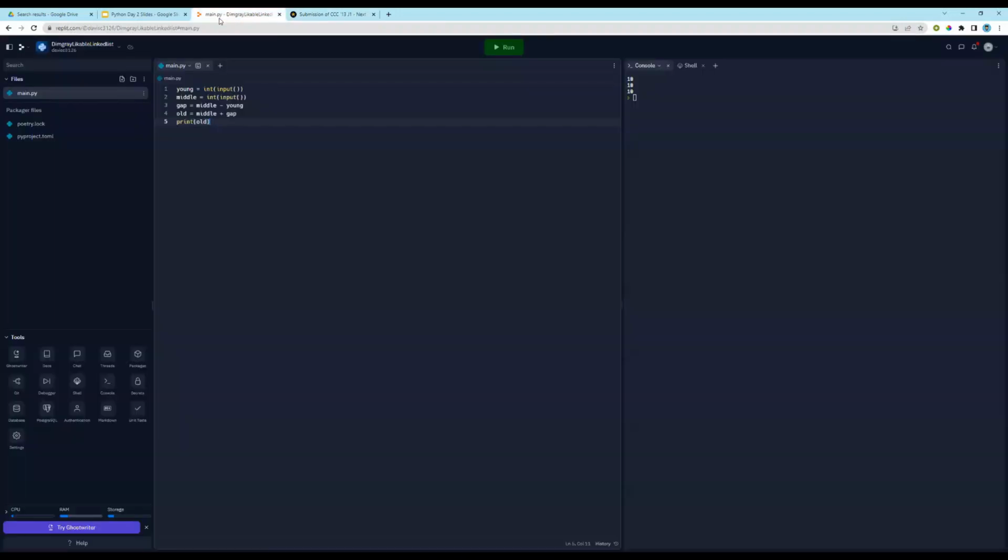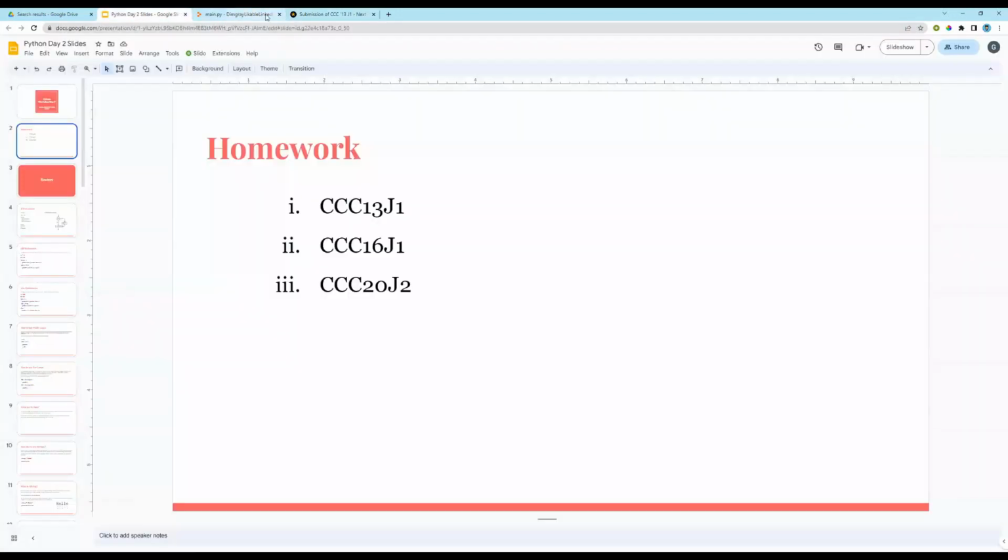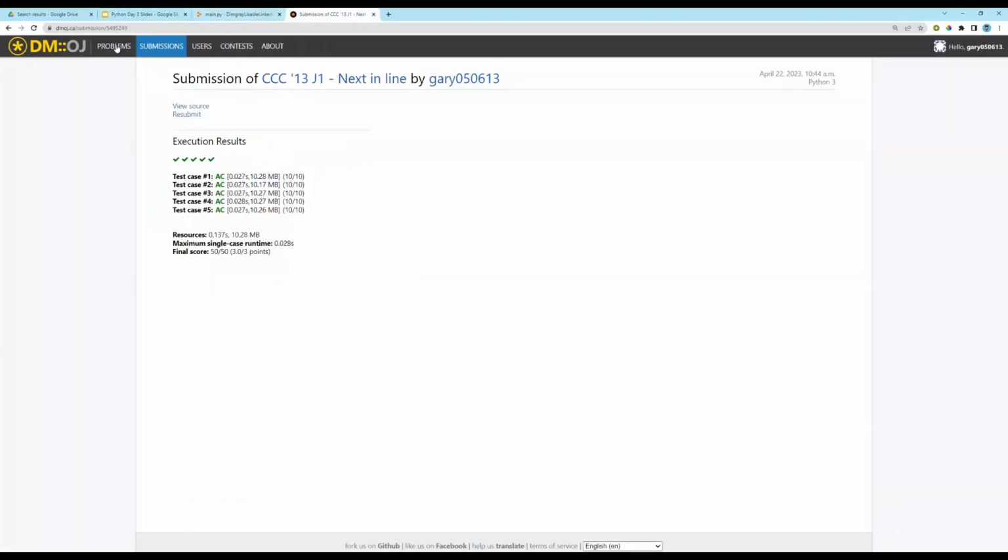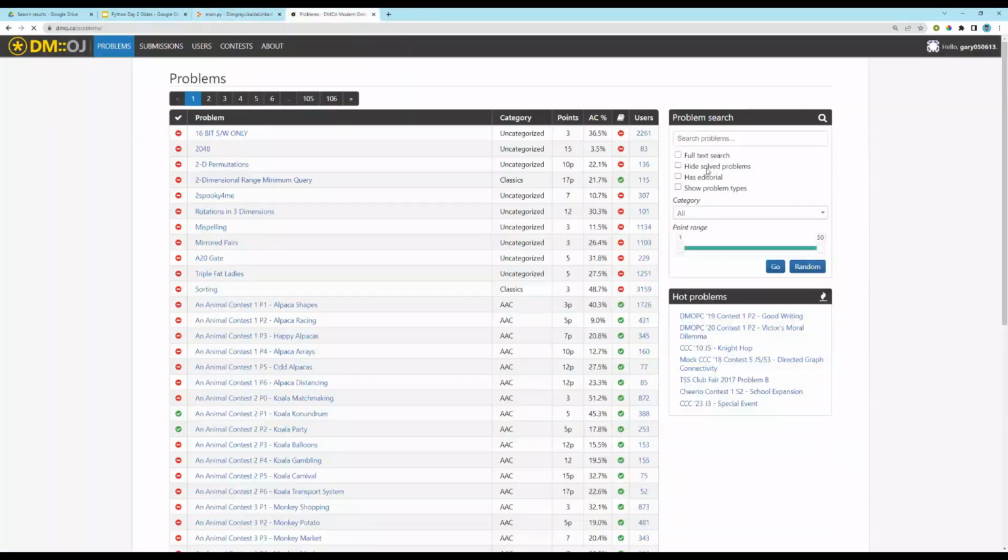Okay, while we're waiting for the solution, I'll just go on. While I'm waiting for the code, we can just go on to the next problem. So that's CCC 16J1.